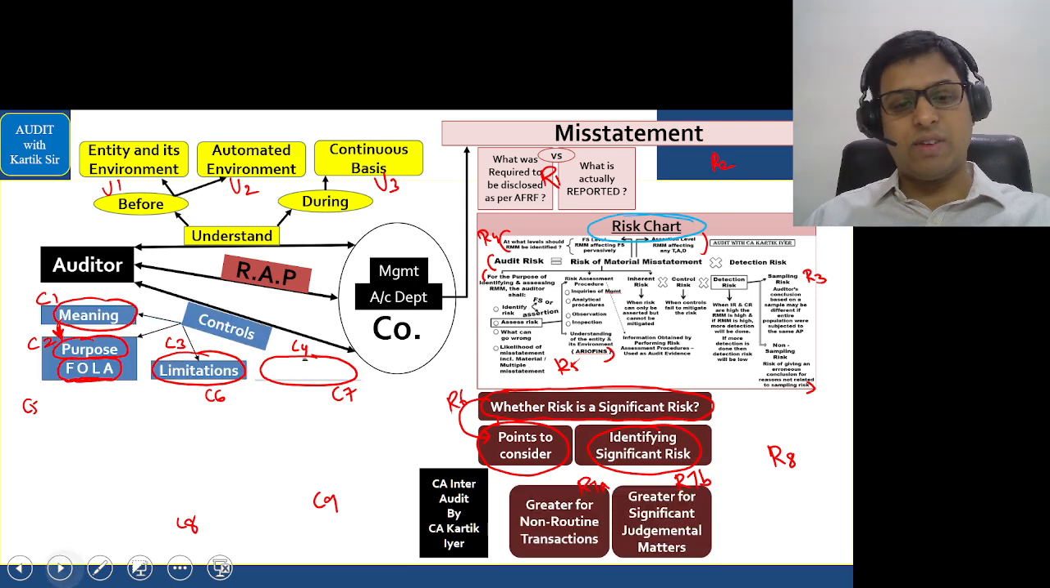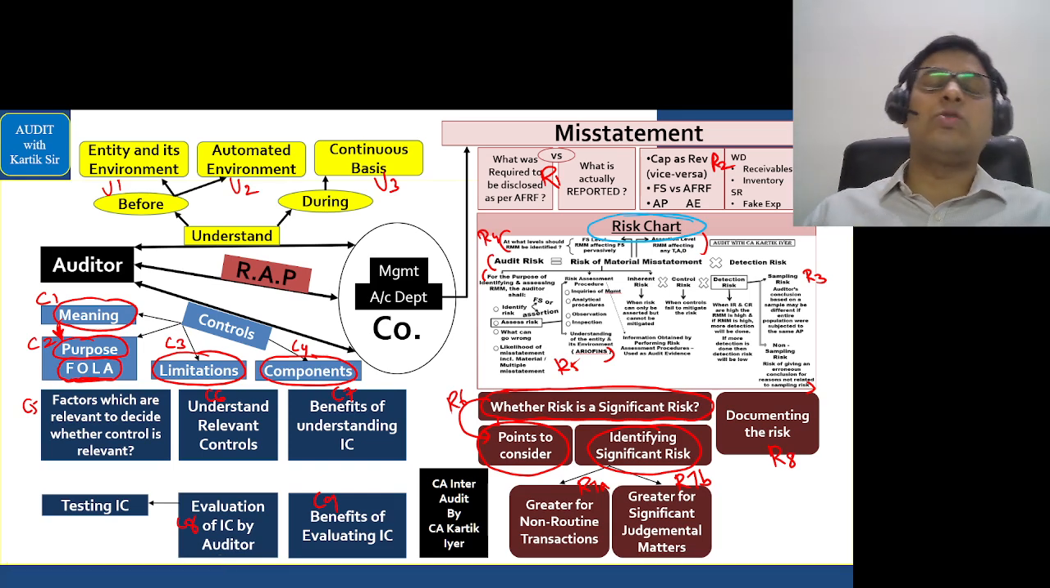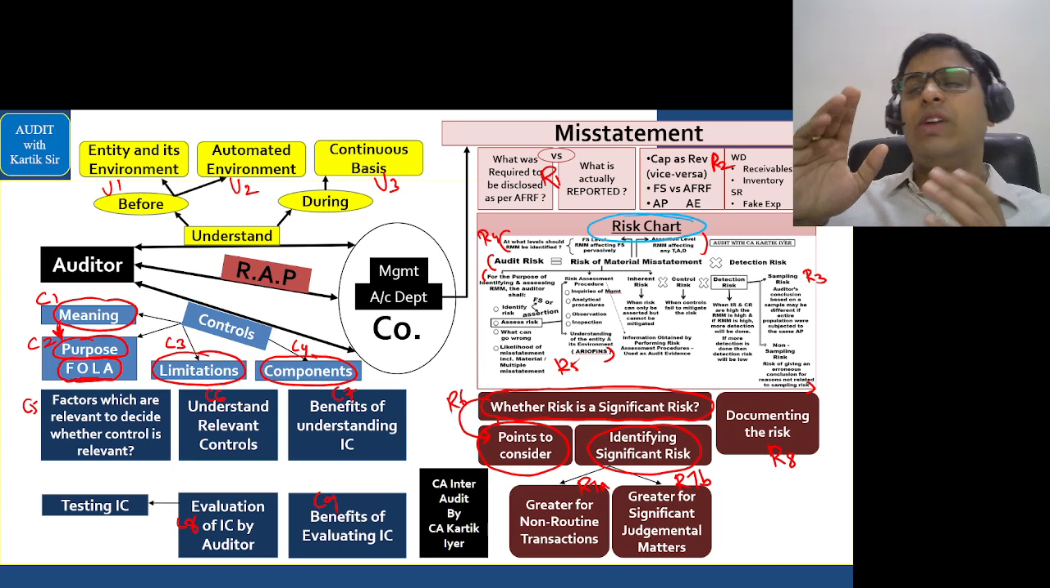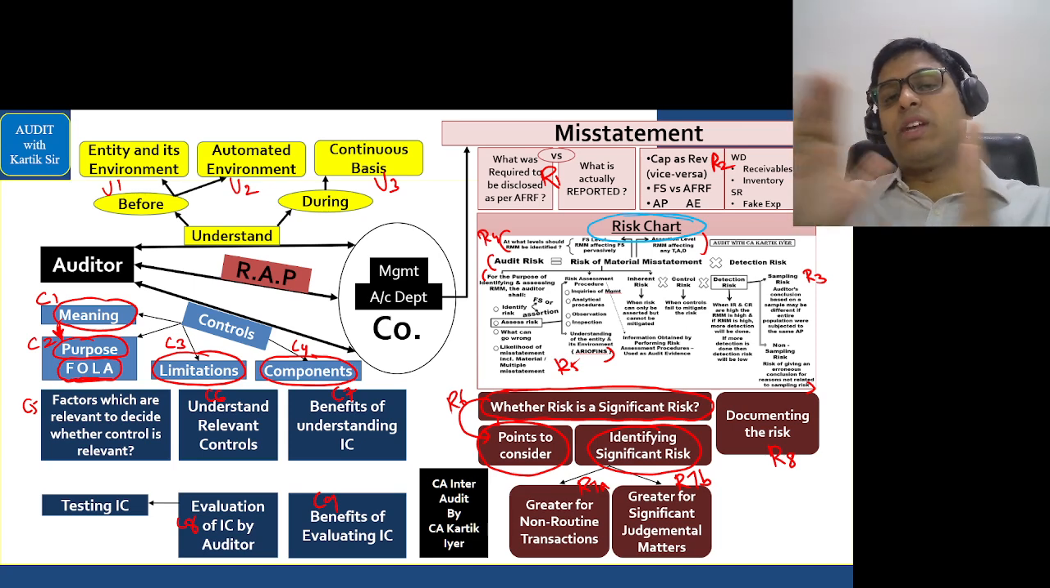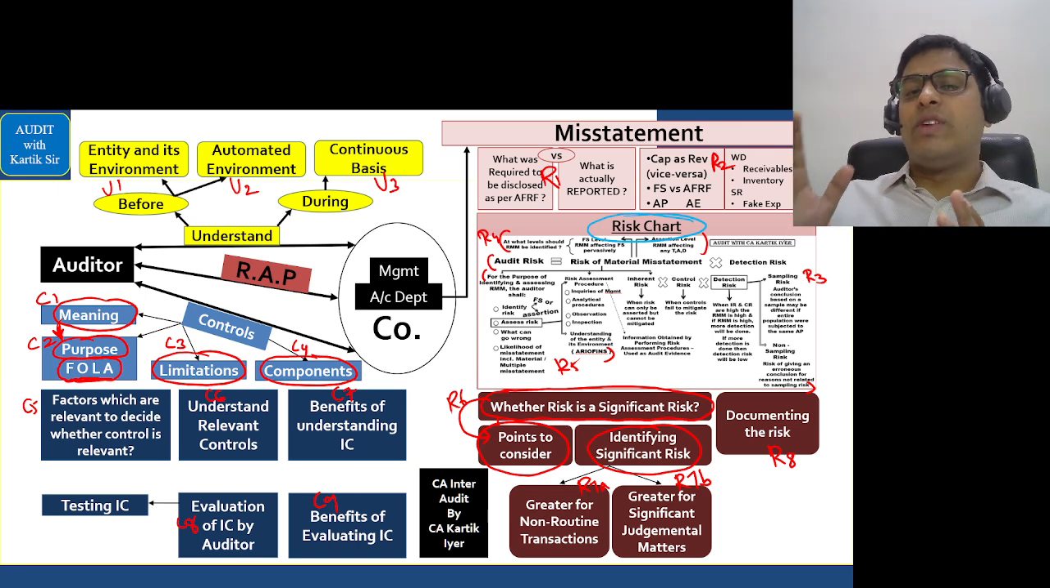I'll just show the entire chart. Just look at the top right corner, you will see the misstatement. You have to look at the difference between capital versus revenue, and vice versa. Basically, if a capital item is shown as revenue or a revenue item is shown as capital.